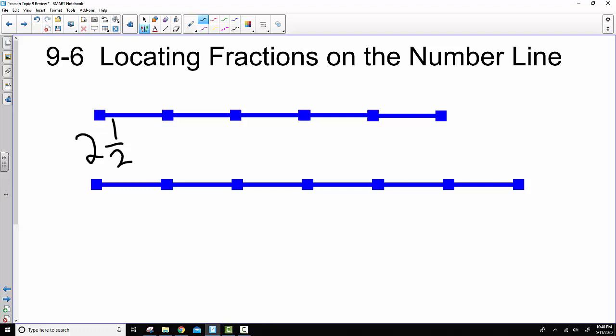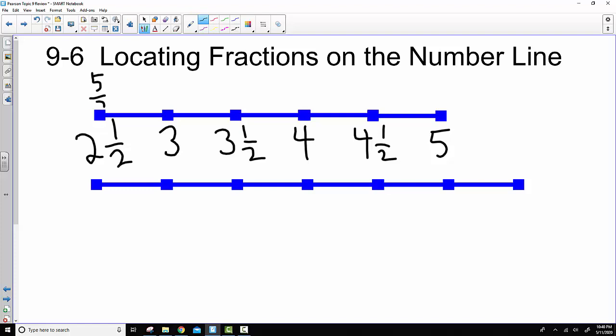So the next point would be 3, followed by 3.5, then the whole number 4, then 4.5, and 5. If we wanted to represent these numbers in a fractional form, 2.5 could also be called 5/2.